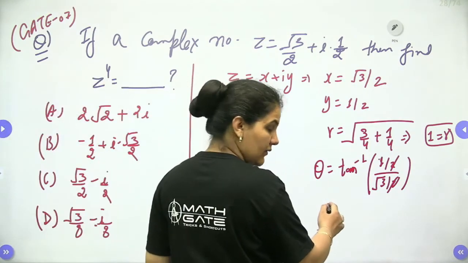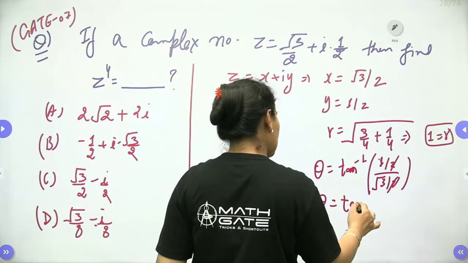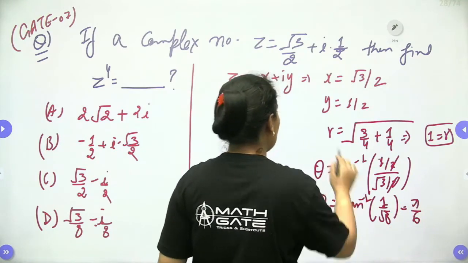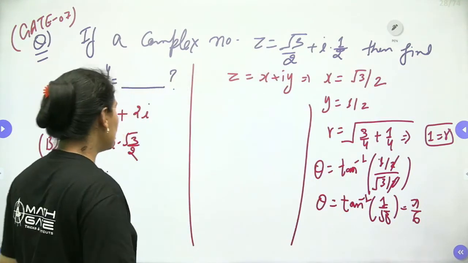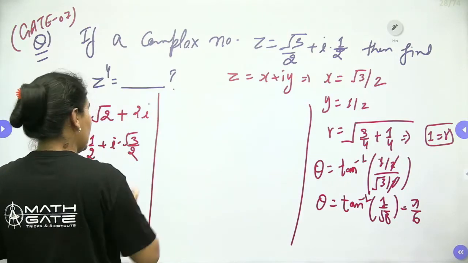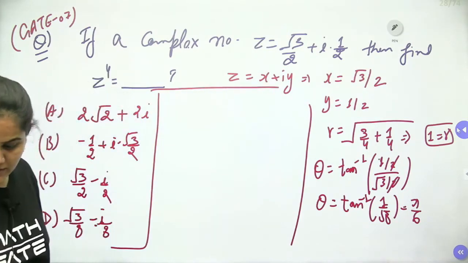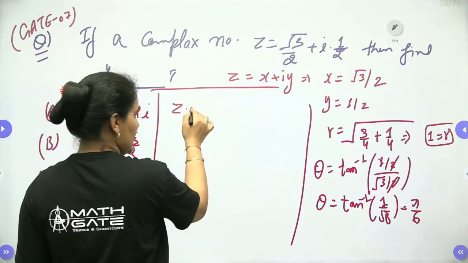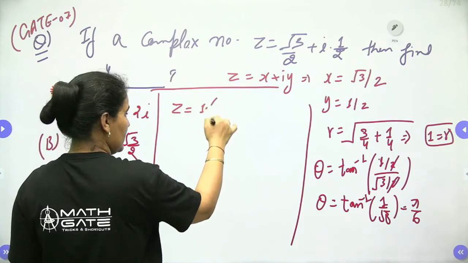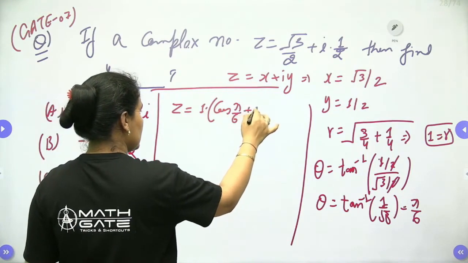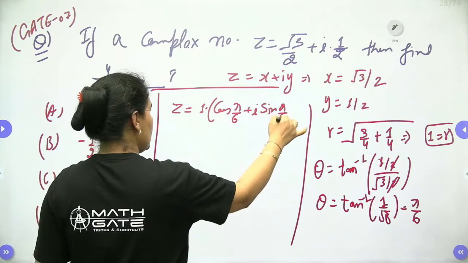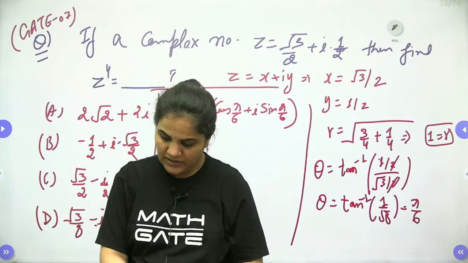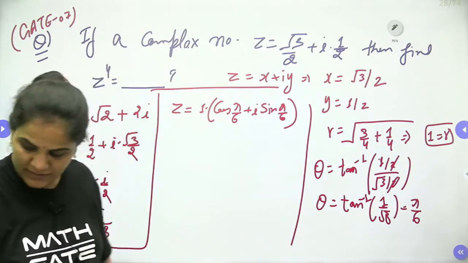So we can approach from here that theta is equal to tan inverse 1 by root 3, which is equal to pi by 6 only. Now when we approach here, z is equal to r, that is equal to 1 into cos of pi by 6 plus iota sine of pi by 6, dear students. So it will be cos pi by 6 plus iota sine pi by 6.